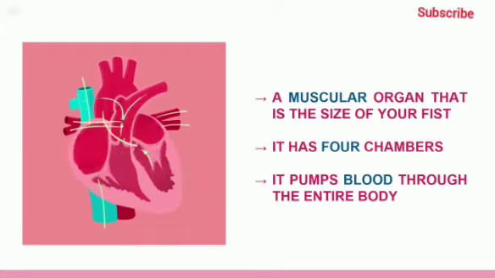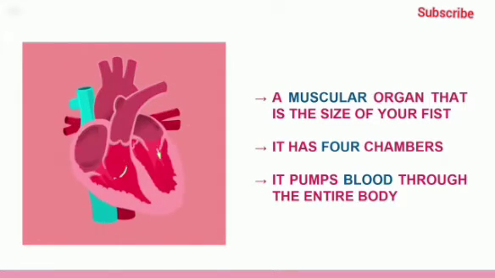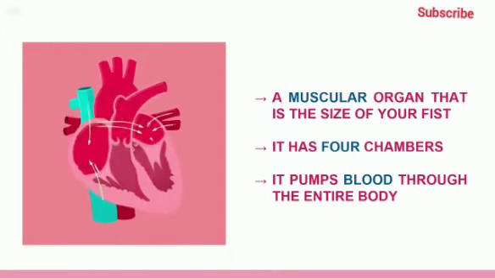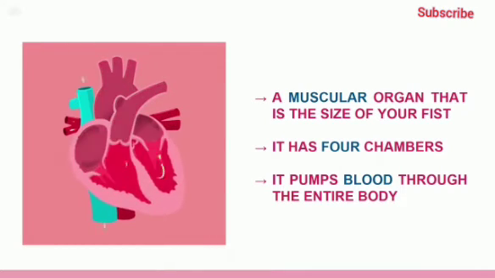In the previous class, we learned a lot about the heart. And to summarize it, we have three main points that you need to remember. A heart is a muscular organ that is the size of your fist. It has 4 chambers. It pumps blood through the entire body.